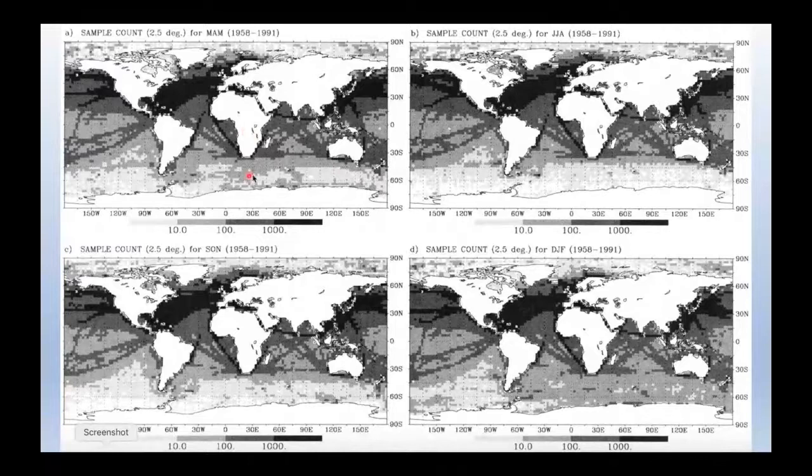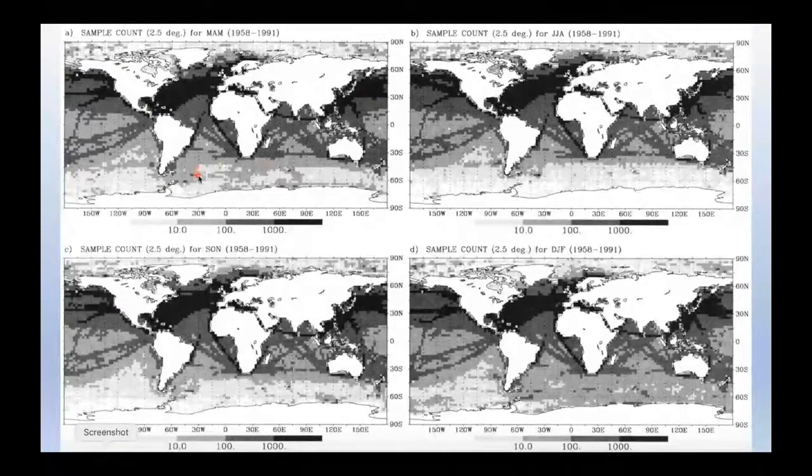But this is just a raw depiction of the sample counts for March, April, May up here, June, July, August, September, October, November, and December, January, February. And of course, they look mostly the same. You see the major ship tracks between like the Panama Canal and other locations. Heaviest traffic is up in the northern Atlantic and North Pacific. And this is a logarithm scale, so we're talking here about over 1,000 ship reports per 2.5 degree box for the 3-month period over the 34-year record.